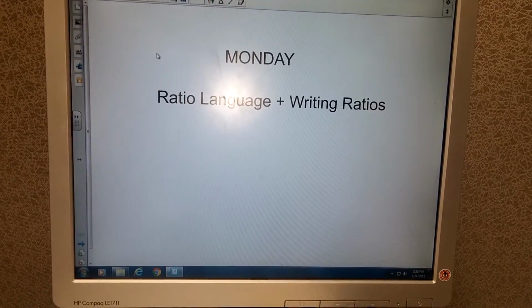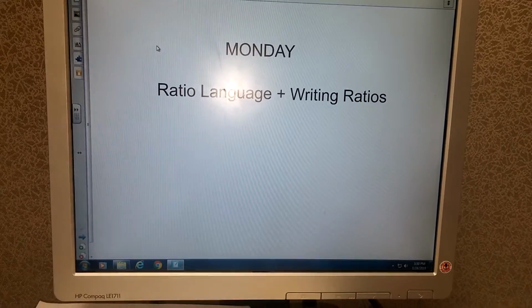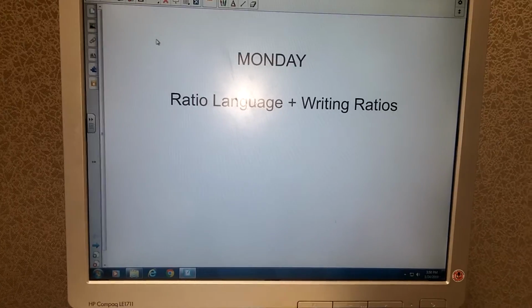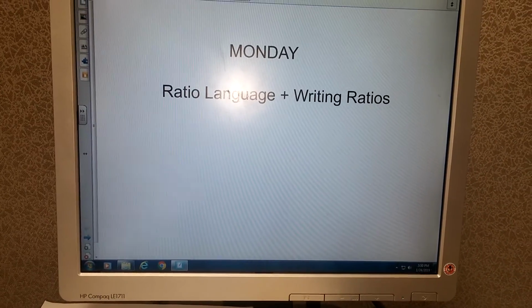Go ahead and title it Ratio, Language, and Writing Ratios. That's what we're going to be working on today. Pause the tape while you label your notebook.